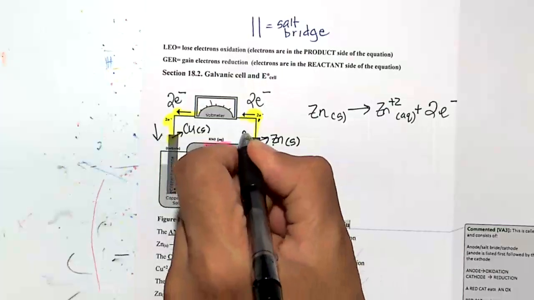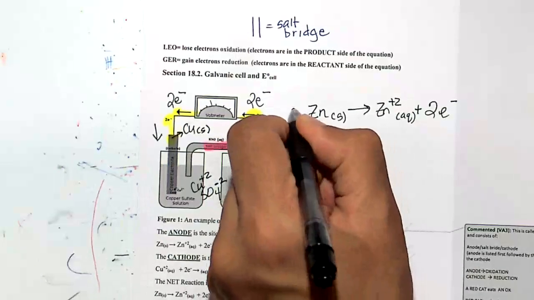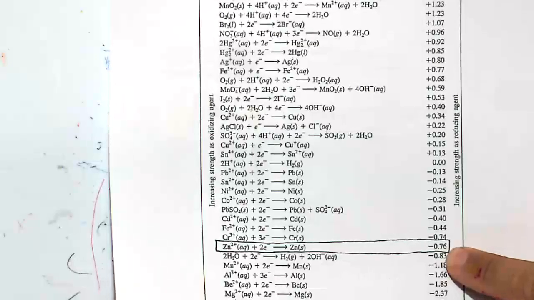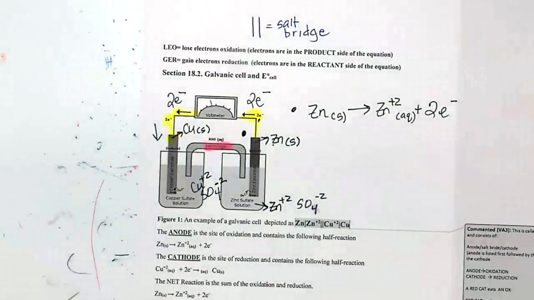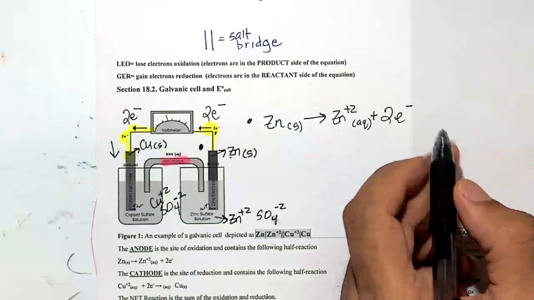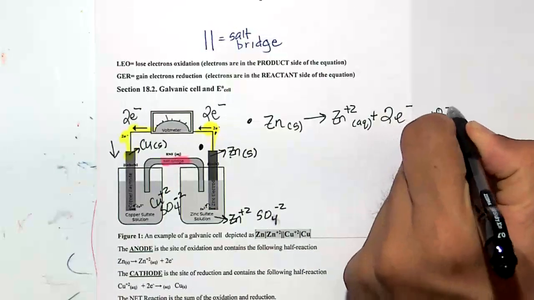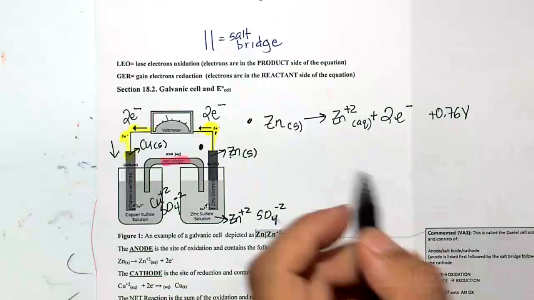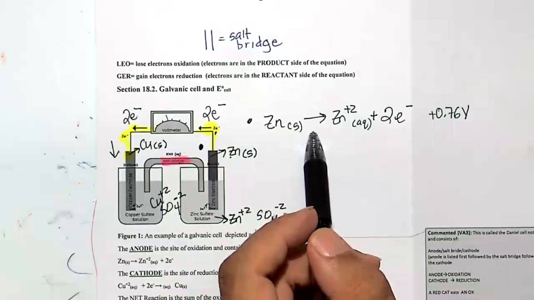This is what's happening here. This is not minus 0.76, but what is this voltage? I flipped it. Positive 0.76, reading from the table. Why did I flip it? Why did I change it from negative to positive? Because this is losing 2 electrons.